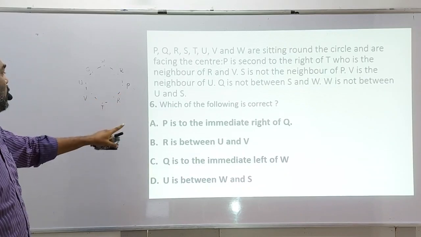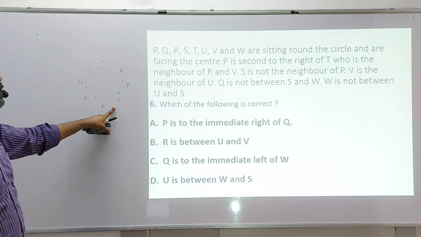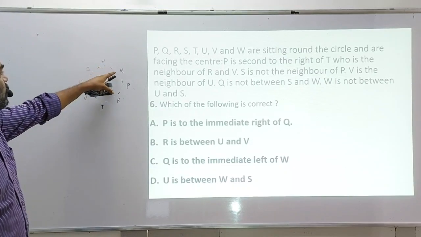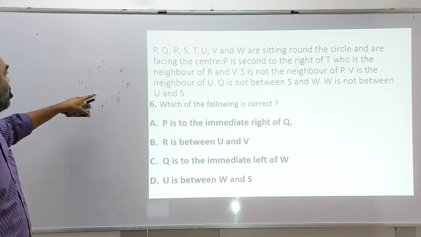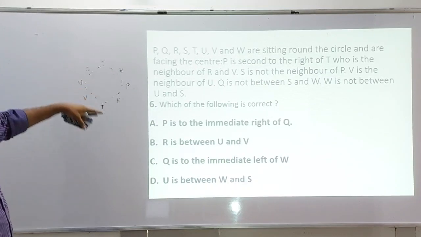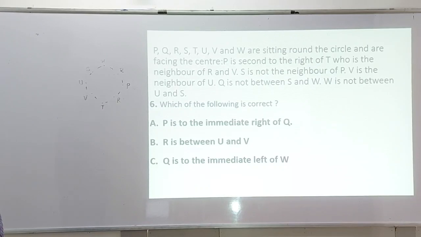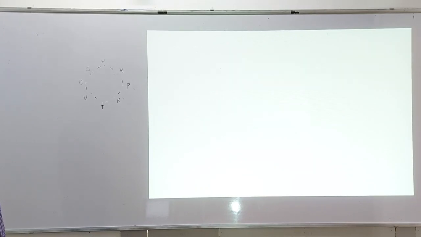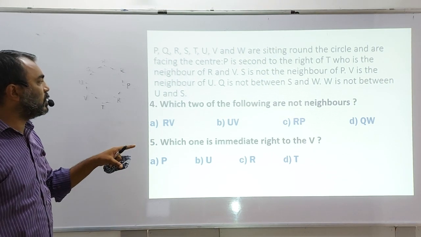R is between U and V. R is between U and V? No. Q is to the immediate left of W. Yes. Q is to the immediate left of W, and U is between W and S. U is between W and S? No. So C is the option here. So remember the options, okay? See the questions one more time. These were the questions. So just keep your answers in mind.